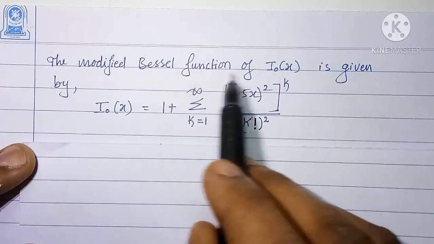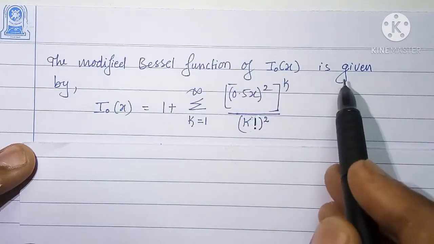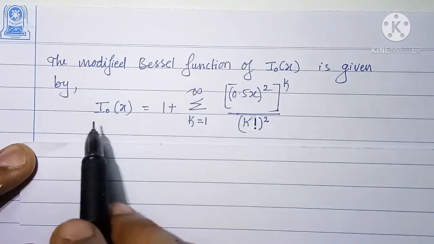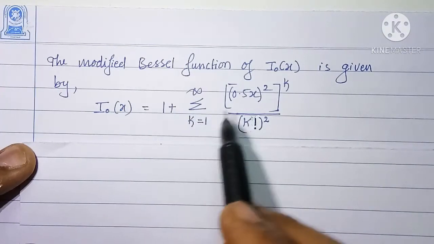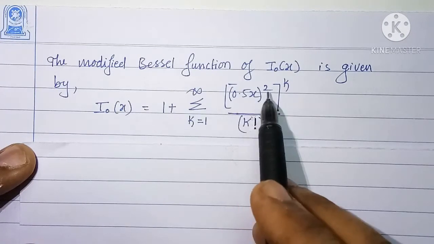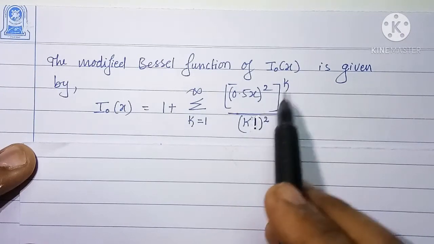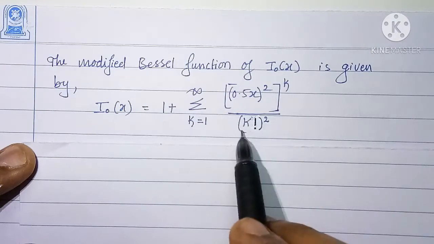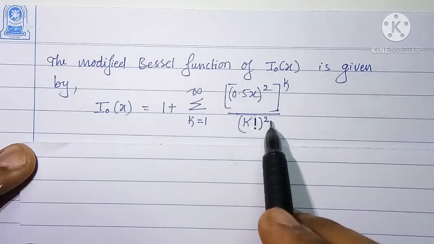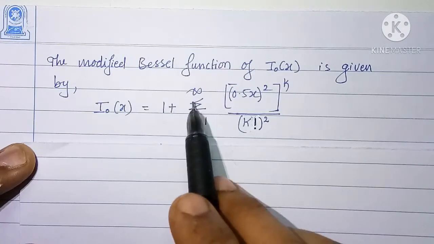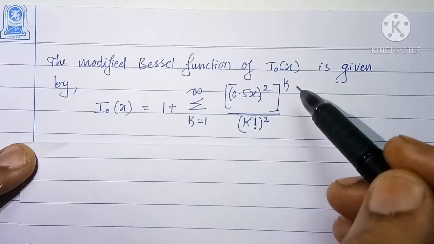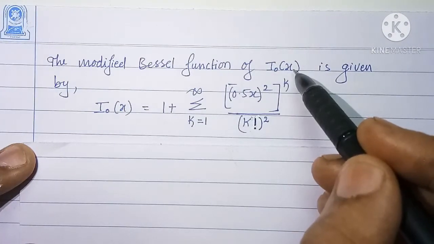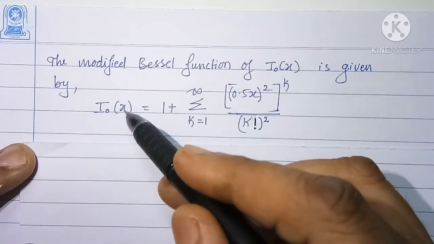The modified Bessel function I naught of x is given by I naught of x equal to 1 plus summation of ((0.5 x square) whole raised to k upon k factorial) squared, from k equal to 1 to infinity. So while calculating I naught of beta 1, we will have to substitute beta 1 in place of x.